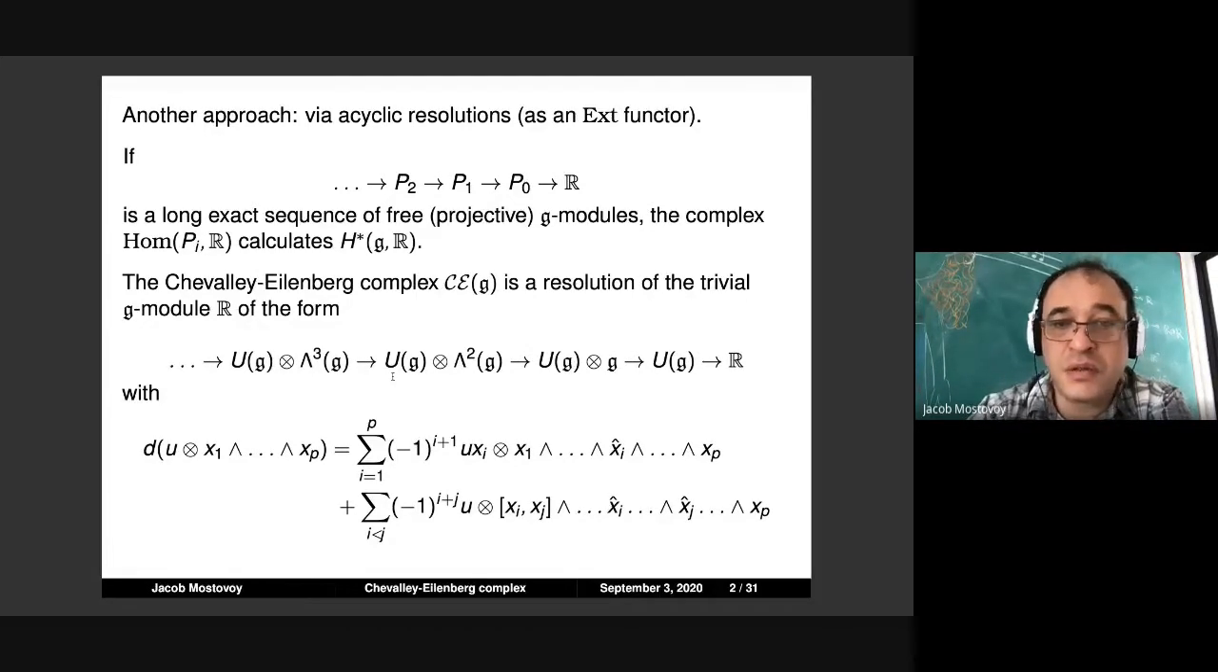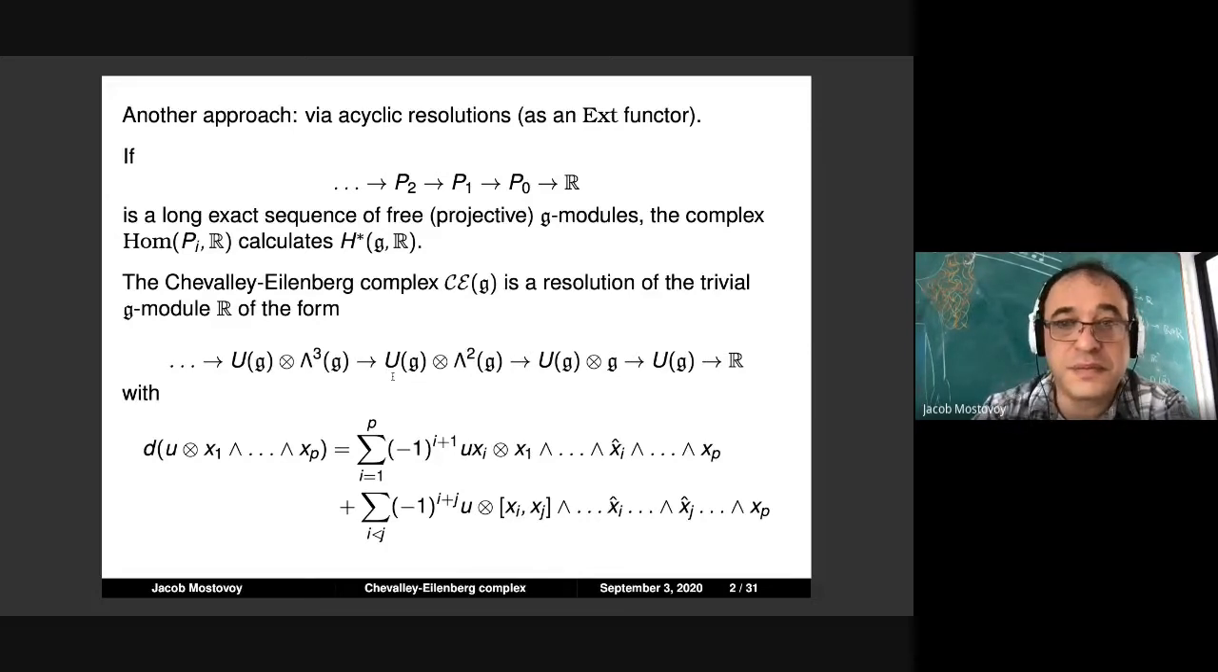Now, there are different types of terminology. Sometimes people speak about the Chevalley-Eilenberg algebra as the standard complex, which consists of the exterior powers of the dual of your Lie algebra. But I'm following the terminology of Charles Weibel. So he uses the words Chevalley-Eilenberg complex for this free resolution.